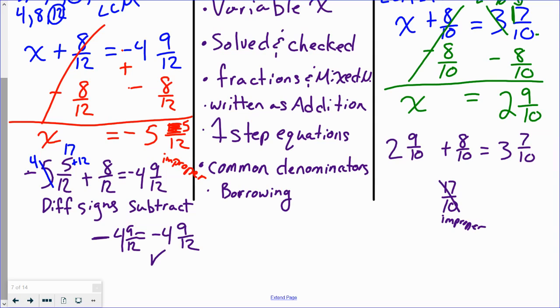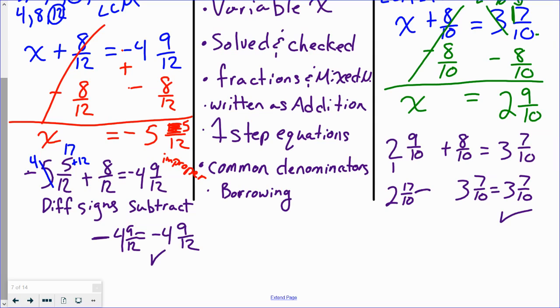Okay, so really we have a 7/10, and we're going to add 1 to this 2 to make it 3. So yes, we would say we have 3 and 7/10 is equal to 3 and 7/10. Okay, and we had to change this because we had 2 and 17/10. We changed it to the 3 and 7/10.